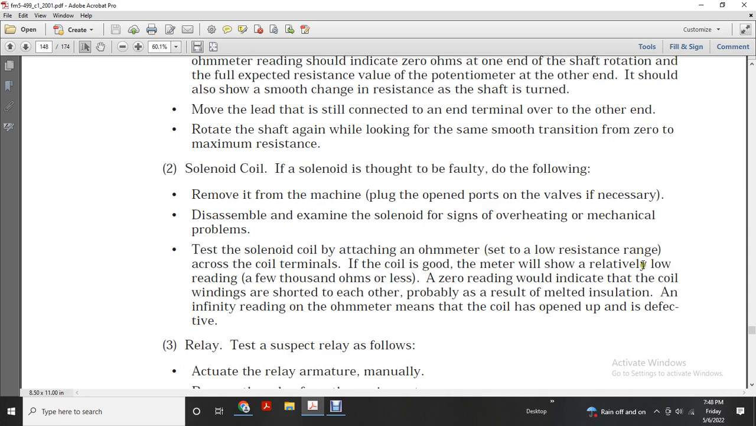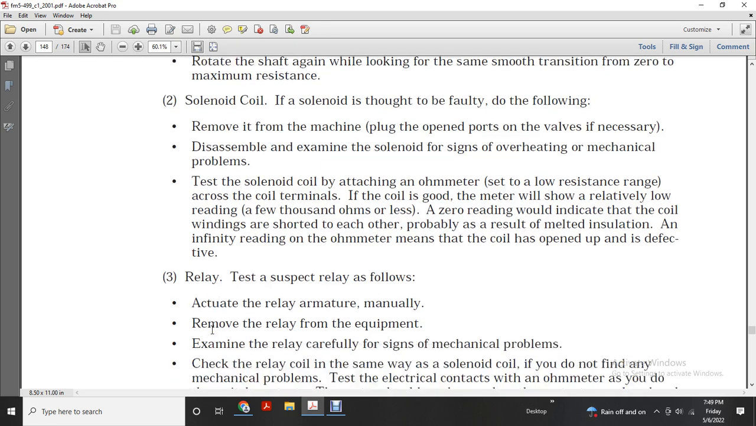If the coil is good, the meter should have a relatively low reading, a few thousand ohms or less. A zero reading indicates that the coil windings are shorted to each other, probably as a result of melted insulation. An infinity reading on an ohmmeter means that the coil is open and is defective.